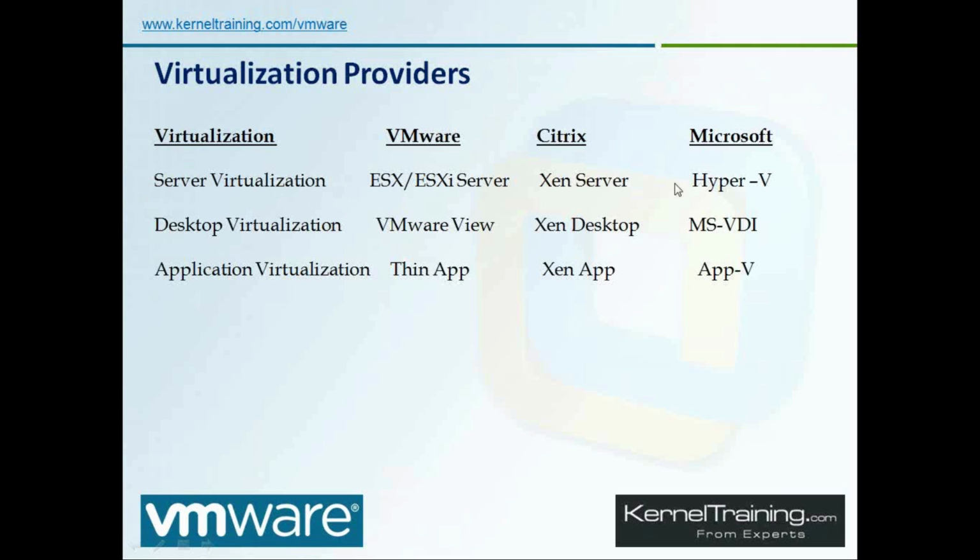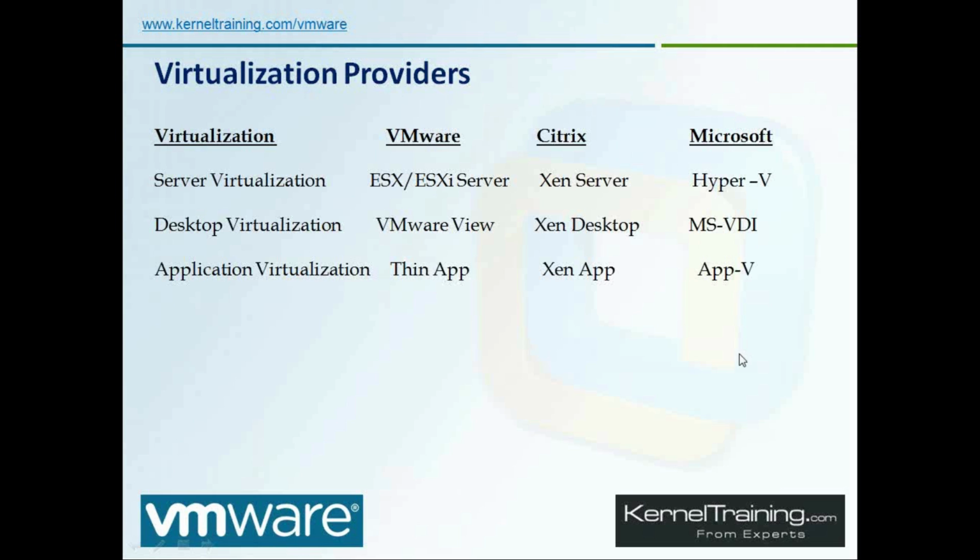Here we are going to focus on server virtualization. In the market, around 80% of companies use server virtualization, that is VMware ESX and ESXi Server. For desktop virtualization, VMware has a product called VMware View, Citrix has XenDesktop, and Microsoft has Microsoft VDI, which is nothing but virtual desktop infrastructure. For application virtualization, VMware has VMware ThinApp, Citrix has XenApp, and Microsoft has App-V.